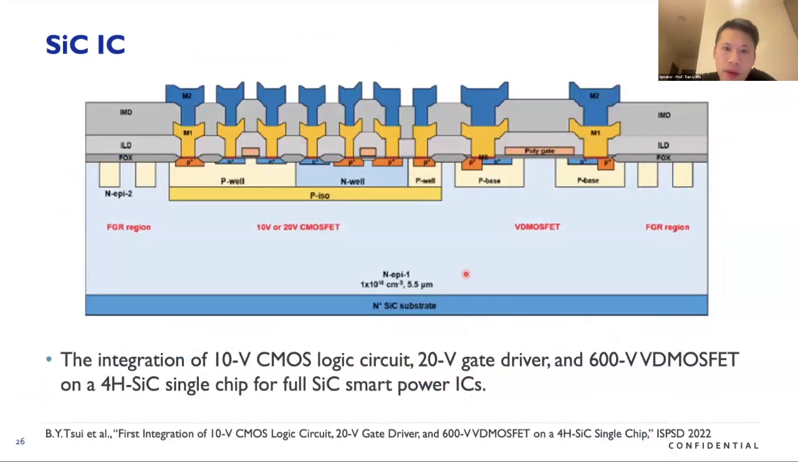Another very interesting development direction in the past has been the silicon carbide integrated circuit. This work reported the integration of a 10-volt CMOS logic circuit, a 20-volt gate driver, and a 600-volt VD MOSFET on a silicon carbide single chip for full silicon carbide small power IC application. That also demonstrates that it is possible to realize a silicon carbide IC.